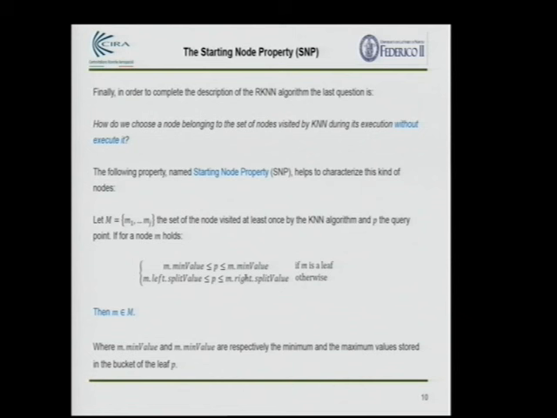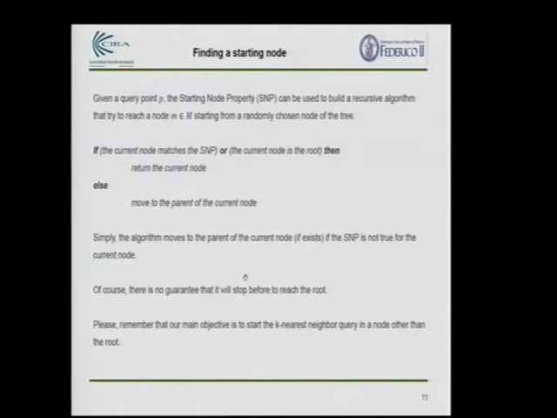Otherwise, if M is not a leaf, we compare the query point with the split value of its left child, and the split value of the node in the root of its right subtree. If the condition holds, then the node belongs to the set of nodes visited by the k-nearest algorithm. Also, the proof of this condition can be found in the paper, or it is very simple to demonstrate. Using the starting node property, a recursive algorithm that tries to reach a node belonging to the set of nodes visited by the k-nearest algorithm can be built.